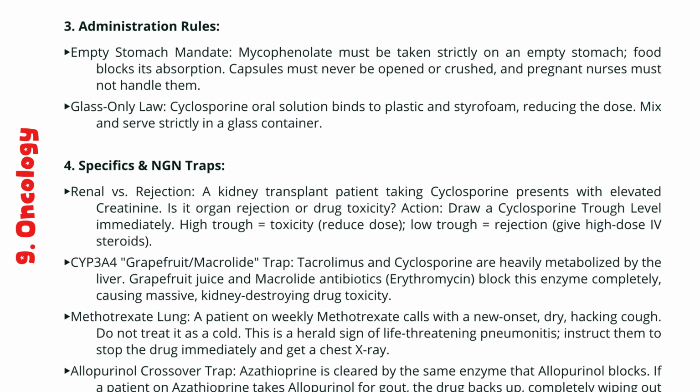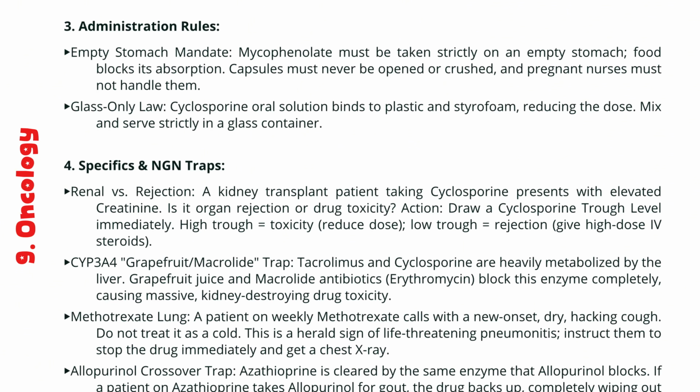A kidney transplant patient on cyclosporine shows a rise in creatinine. Is that rejection, or is it drug toxicity? You draw a cyclosporine trough level to find out. A high trough means toxicity, so you reduce the dose. A low trough means rejection, so you give high dose IV steroids instead. Same lab value, opposite treatments.